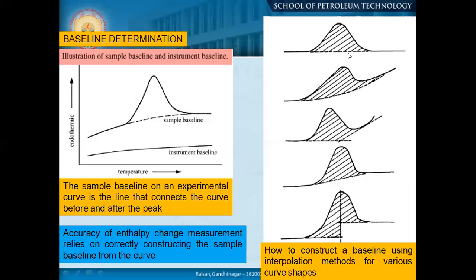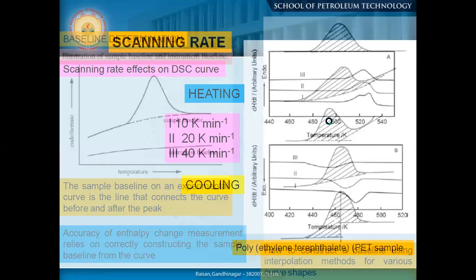Now you see here the different types of graphs we may get, with various curve shapes. Here it is very straightforward: you need to interpolate the graph from this point to this point to get your baseline. There are different ways, and you need to see the reference material. It is not unique. Sometimes people use different software to generate the baseline, because this area is very important, as it gives us the change of enthalpy.